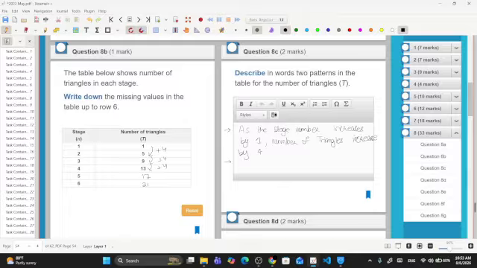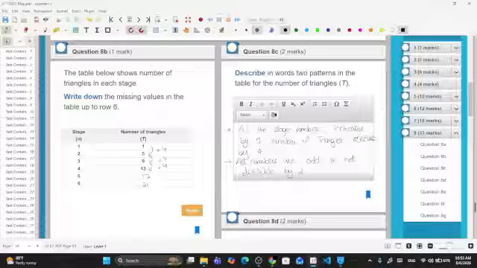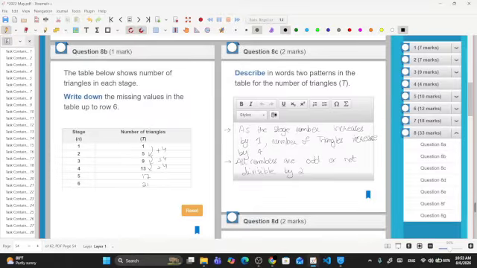Another pattern is that all numbers are odd, or you can say not divisible by 2. Alright, that could be another thing. So that would be a description in words.